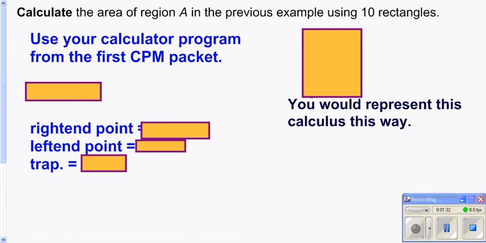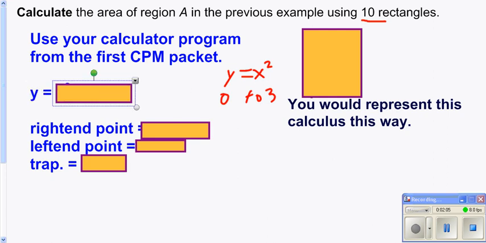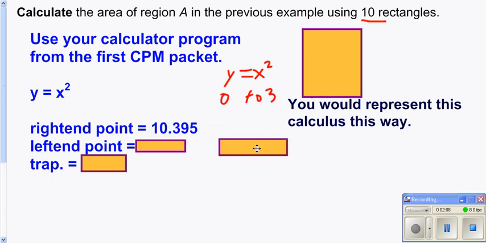So let's look at the last problem, which was y is equal to x squared. So put that in your calculator. We're going to use 10 rectangles, and we were looking at our area from 0 to 3 on those last pictures. So put y equals x squared in your calculator, into the y equals. Run your program that allowed you to figure out the area underneath your curve. And then you'll end up getting this for your right endpoint, this for your left endpoint, and if you average those two, you get your trapezoid.